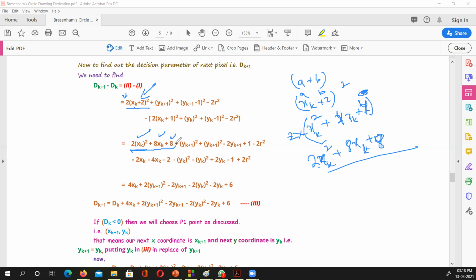I got it from here to here. Now y of k plus 1 ka whole square. Similarly, this is y of k plus 1 ka whole square. It is not solved here yet, but we can solve it. Plus this ka whole square, y of k plus 1 minus 1 ka whole square. No, it's solved actually. They have solved. This much is solved.